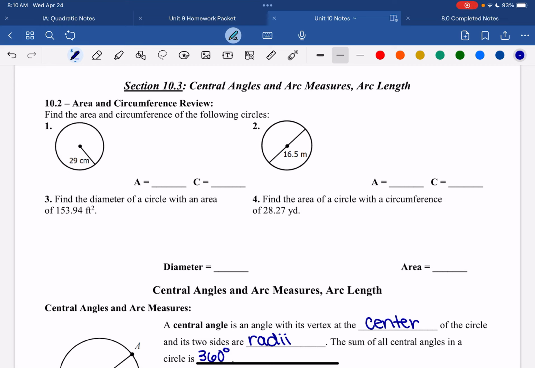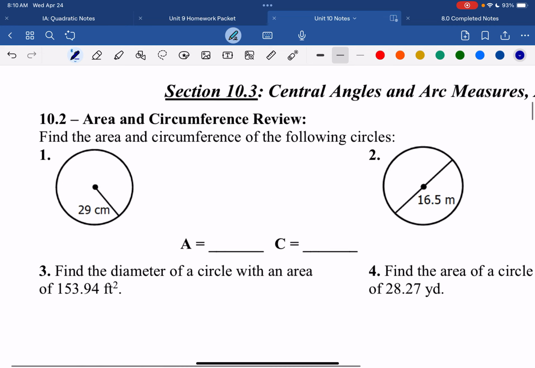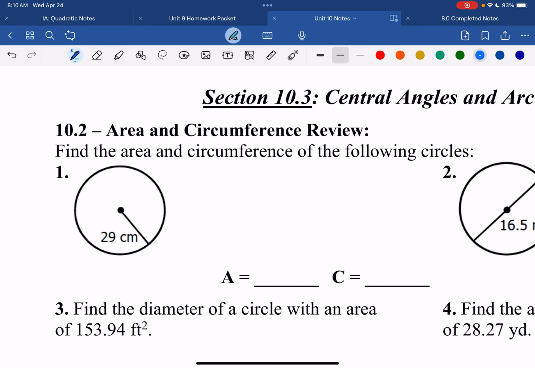Okay, so this is section 10.3, central angles and arc measures and arc length. So just a little refresher of 10.2, area and circumference review. So in number 1, our r is 29 centimeters. So formula for area is pi r squared. So the area is going to be pi 29 squared.